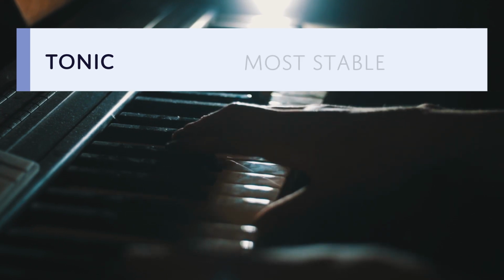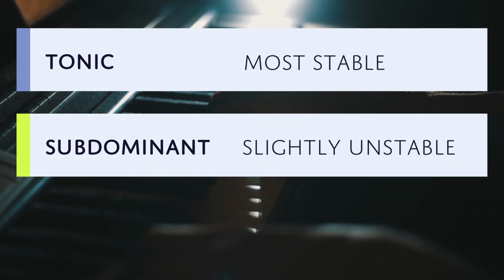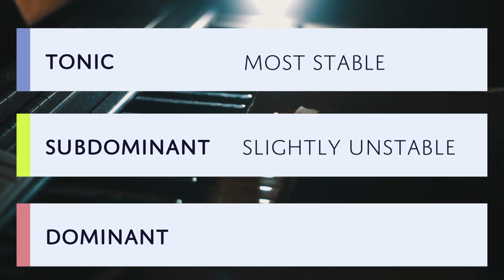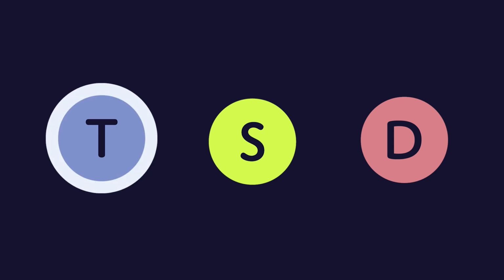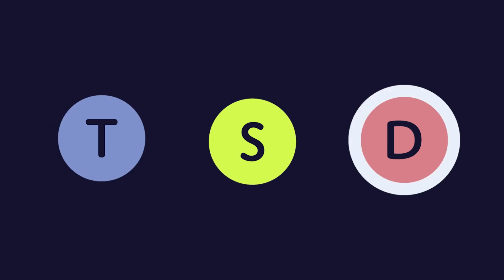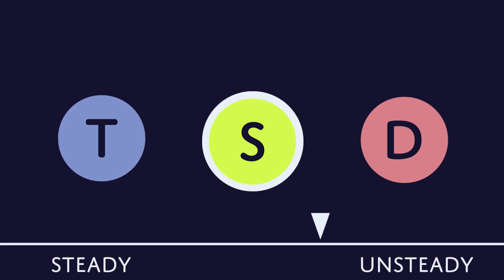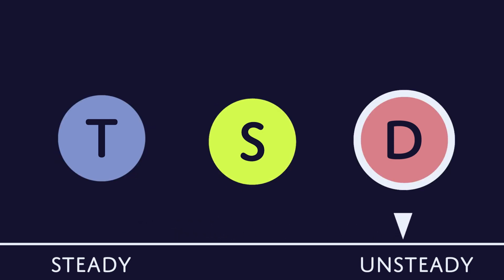Tonic, the most stable and fundamental. Subdominant, slightly unstable. Dominant, the most unstable. Usually, in music, chord progressions begin with the stable tonic, shift to the less stable subdominant, and then to the really unstable dominant. Going back to the tonic makes the listeners feel at ease. This shows the idea in functional harmony theory that music swings between being steady and unsteady.